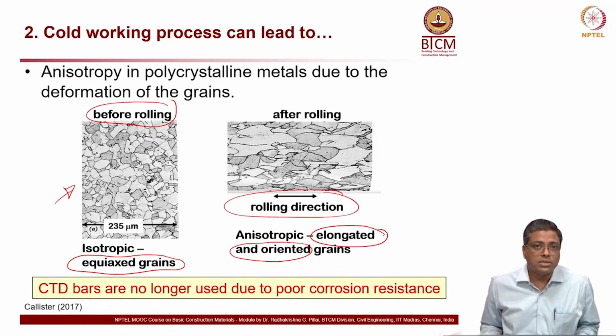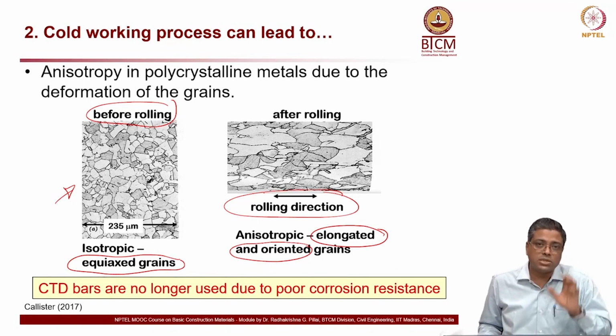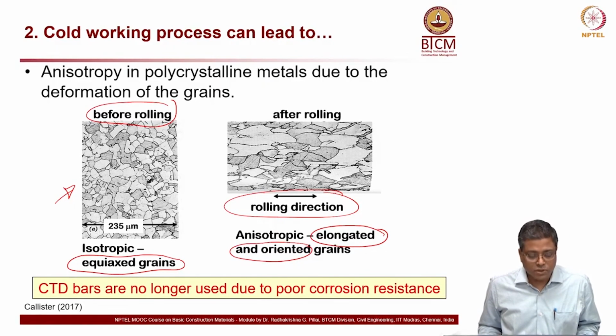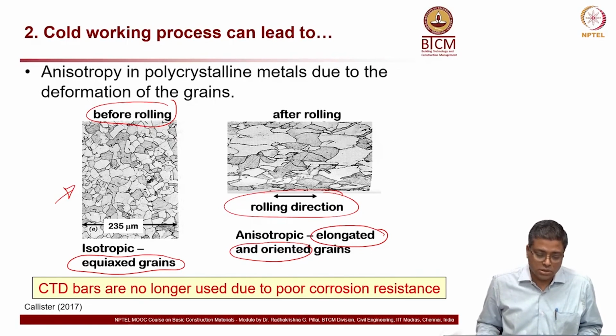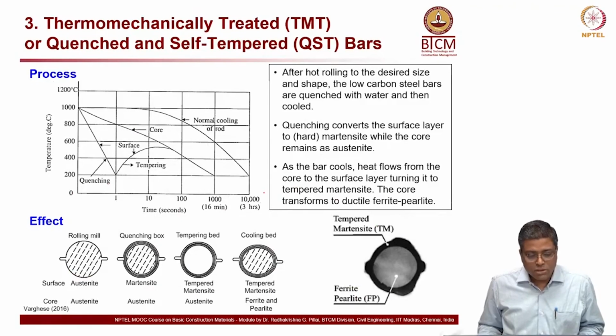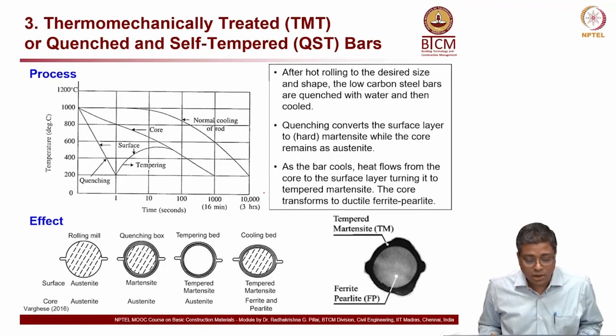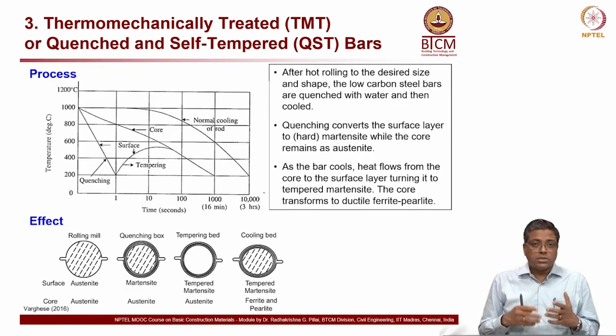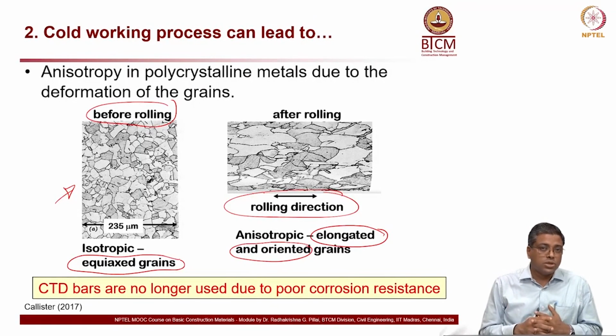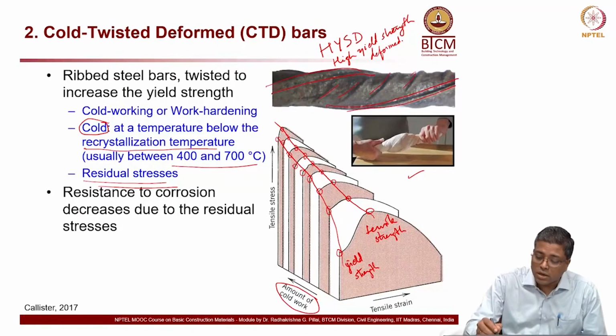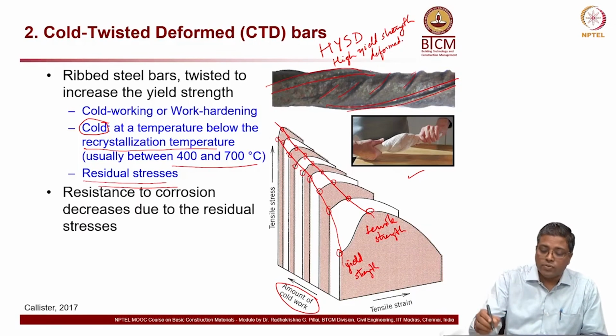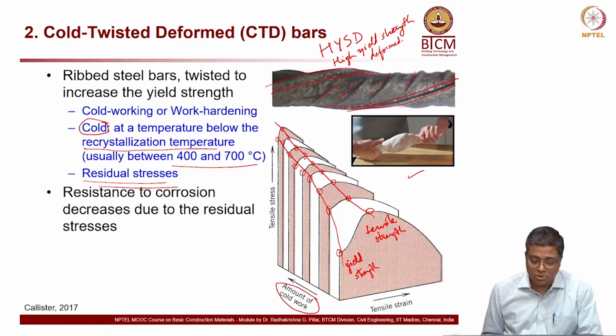Anyway, the point is, because of all this, there are some residual stresses on the surface of the steel, and when there is stress at the surface of the steel, CTD bars tend to show very poor corrosion resistance. So now these bars are not really made in the market. It's now TMT steel which is being made. But if you go to structures which are some 20-30 years old, you will see these CTD bars used. You can look for the shape of the ribs or seams on them.